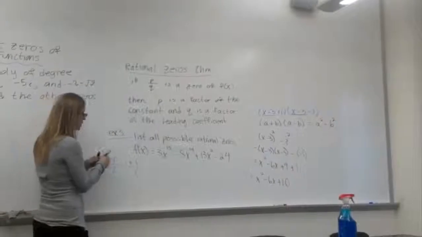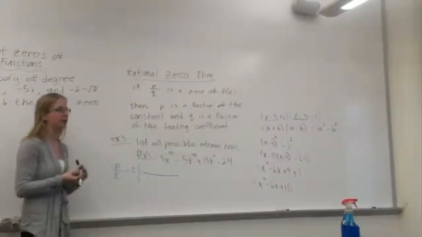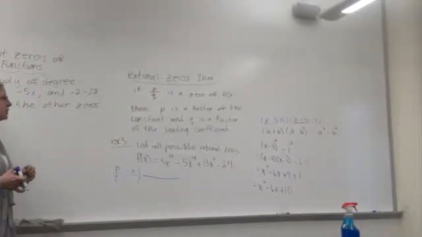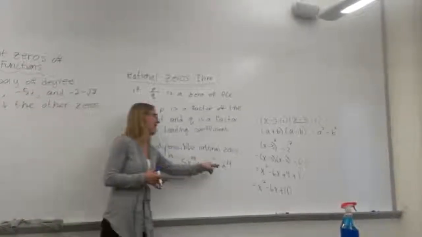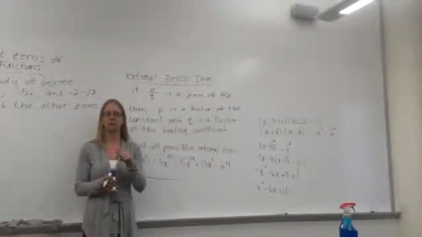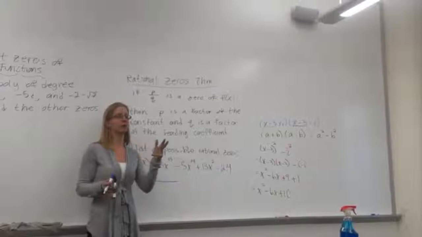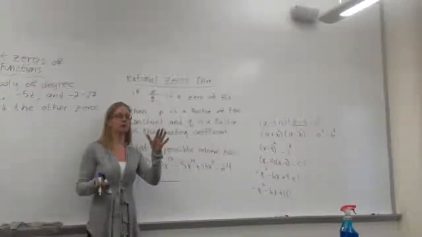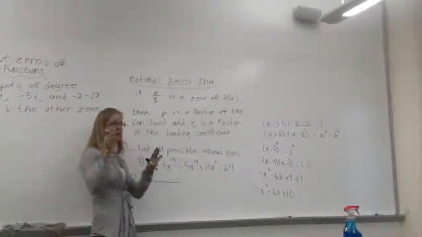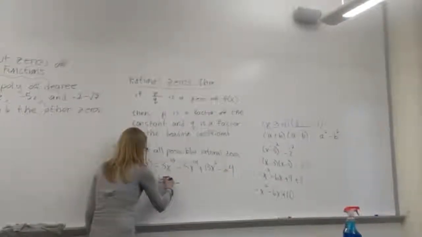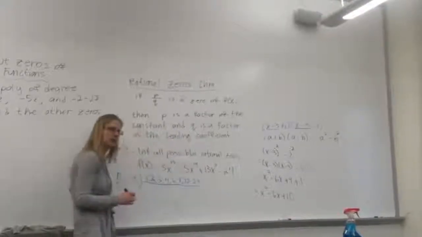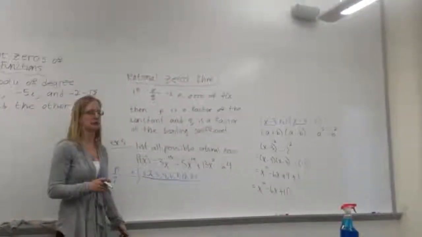So I'm going to show you how to set this up here. We're going to have a fraction, and on top are my p's, and on bottom are my q's. P's are the numbers that are factors of that constant. So you're looking at that last number. What divides evenly into this number? 6, 4, 3, 12, 2, 8, 1, 24. I'm just going to list all those numbers in numerical order: 1, 2, 3, 4, 6, 8, 12, and 24. You guys see what I did there? Those divide evenly into the constant?